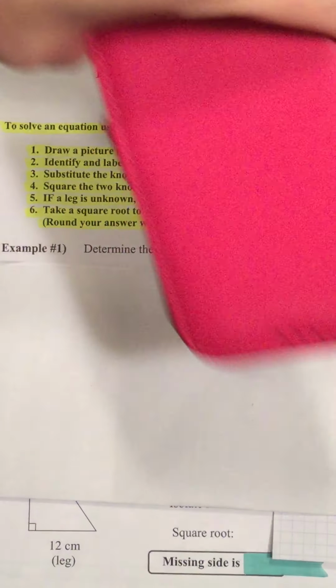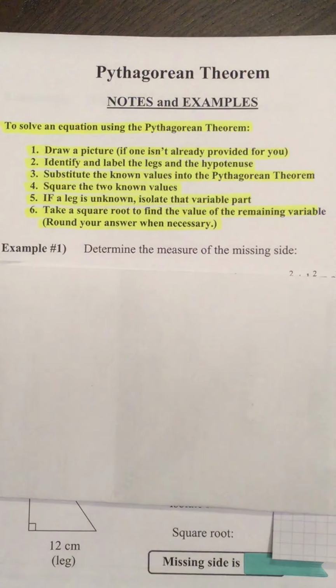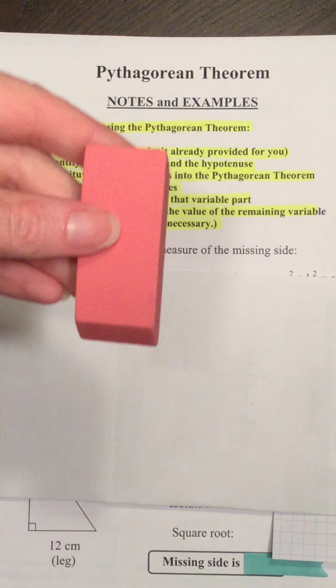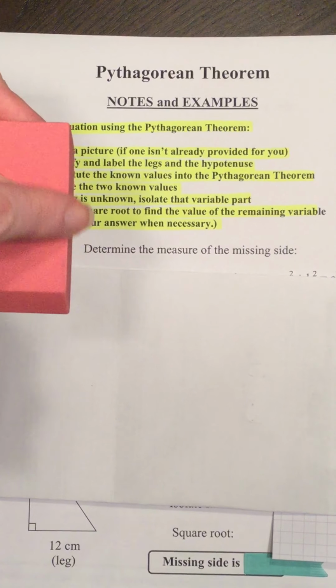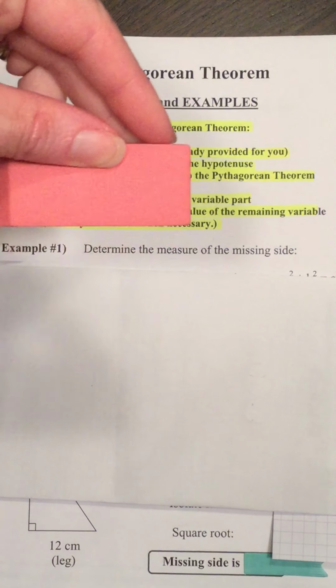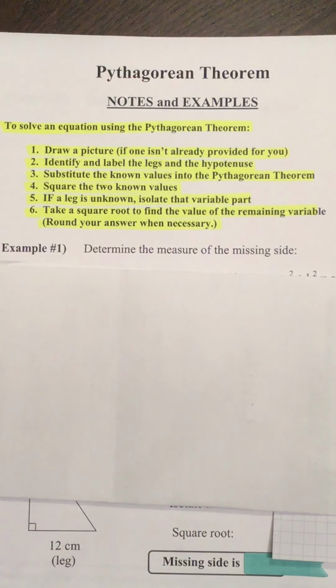I wouldn't use my phone case. That's not going to be a really good plan. But anything that has a nice edge to it, so that makes a nice straight line. So for instance, I could even use this pink eraser. I would just use this to draw one side, draw the second side, and draw the third side.